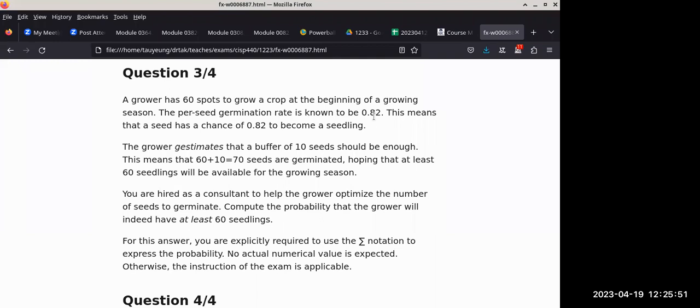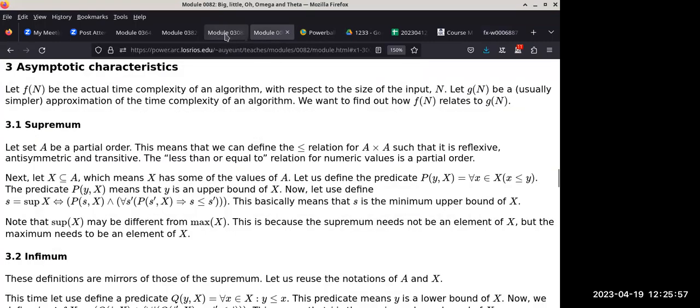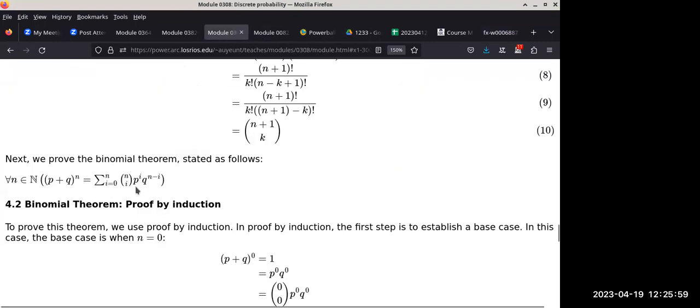Okay, let me switch back to not this one here.